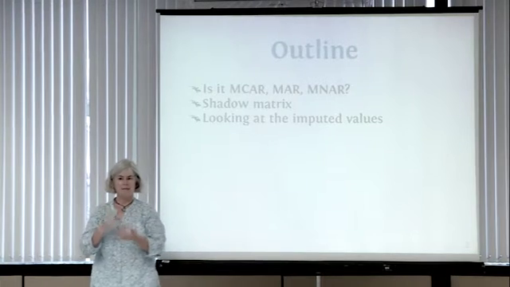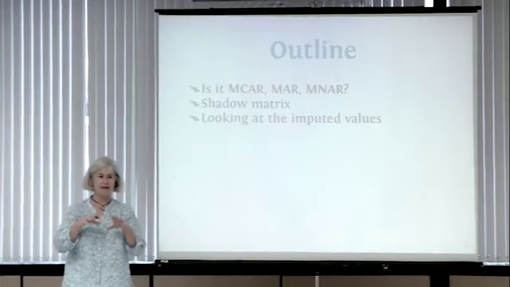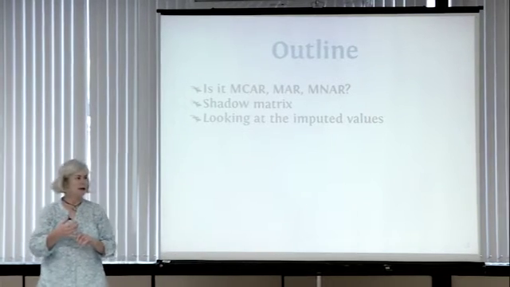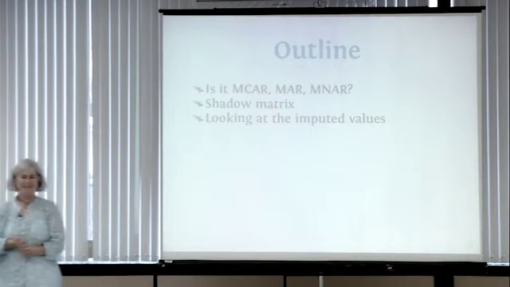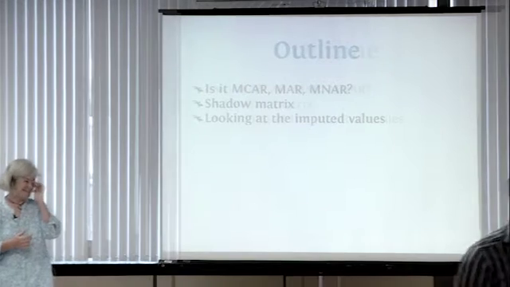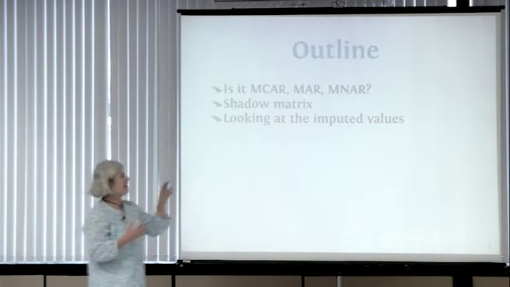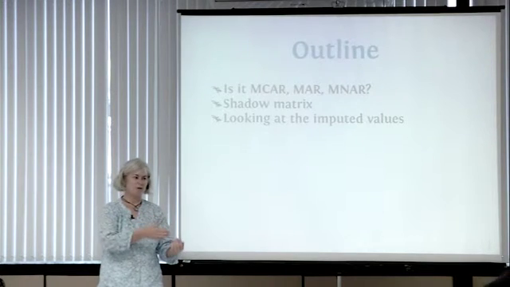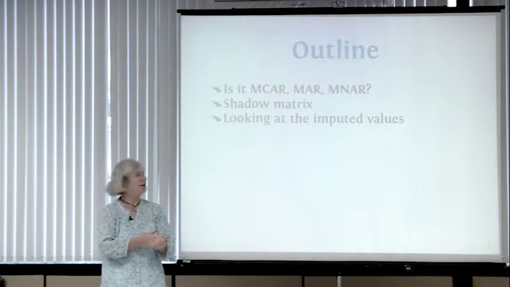Okay? But it still is information that you have in the data. So with the missing at random, because we have that information in the data set, we can use that information to impute missing values. Right.